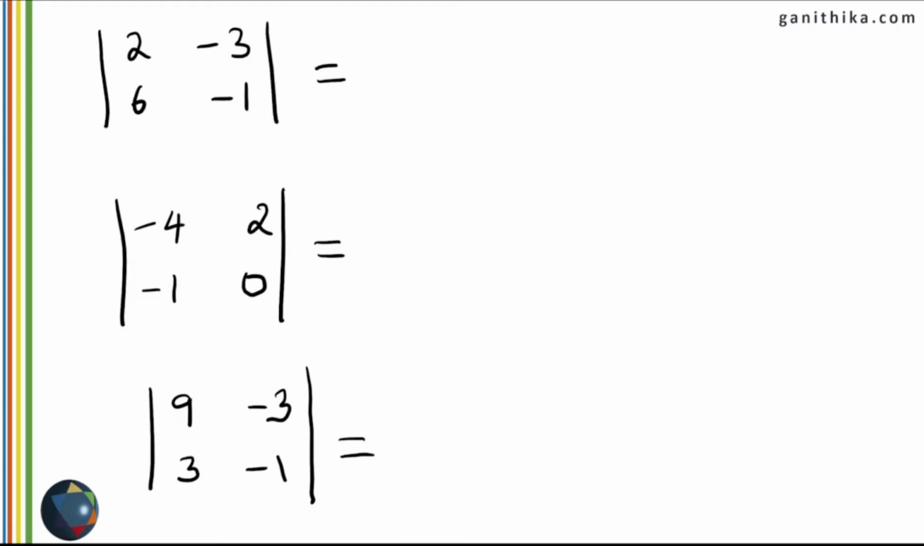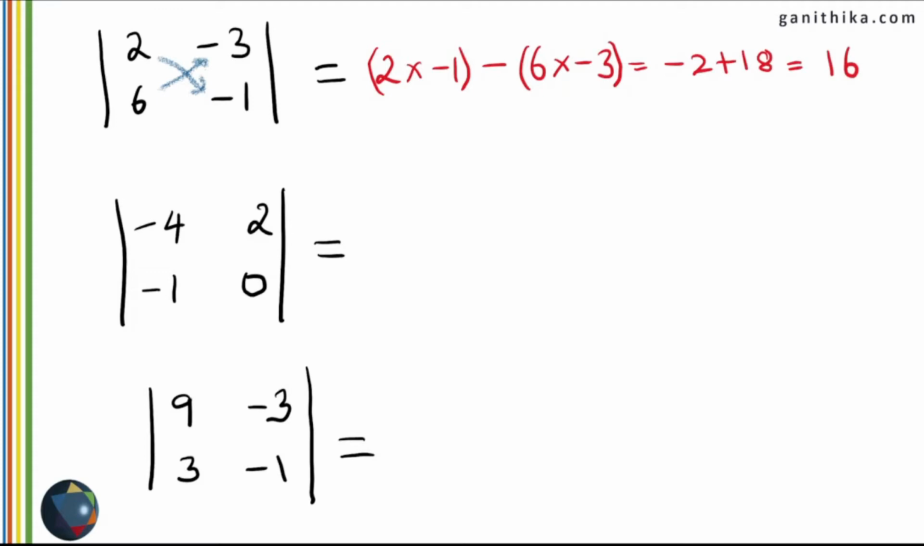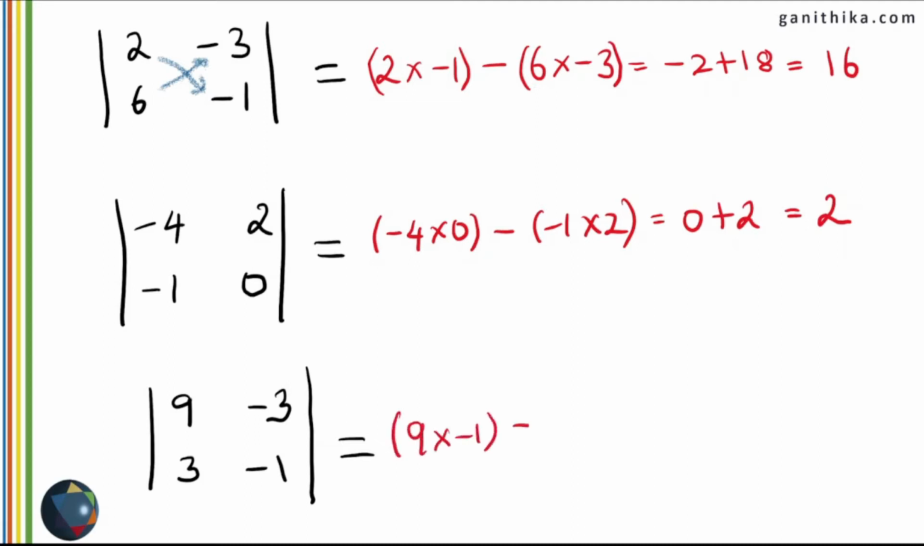Are you ready? I'm going to give you the answers now. So start with 2. 2 times minus 1 minus 6 times minus 3 will give you 16. So the value of this determinant 2 minus 3, 6 minus 1 is 16. Now start with minus 4. Multiply with 0 minus negative 1 times 2, therefore the answer is going to be 2. Use the brackets efficiently so that you will not make any mistakes in the minus signs and plus signs. So in this case, you can see 9 times minus 1 minus 3 times minus 3 gives you minus 9 plus 9, which gives you 0.